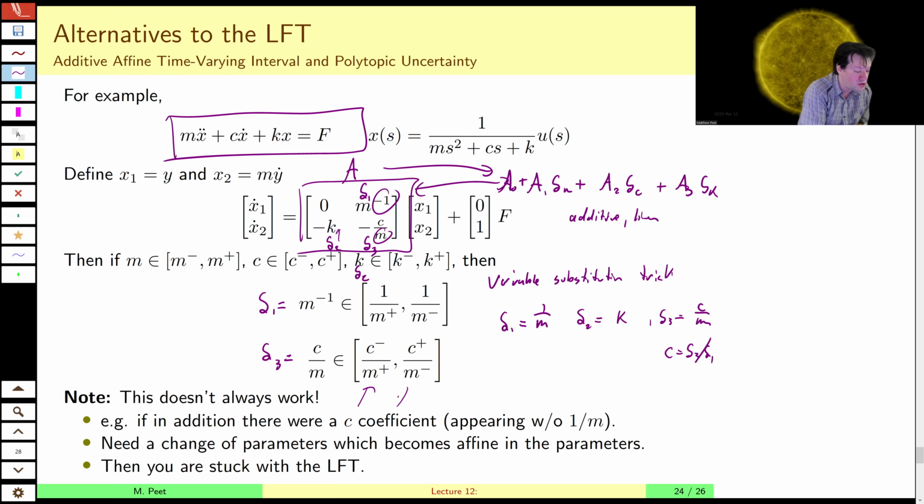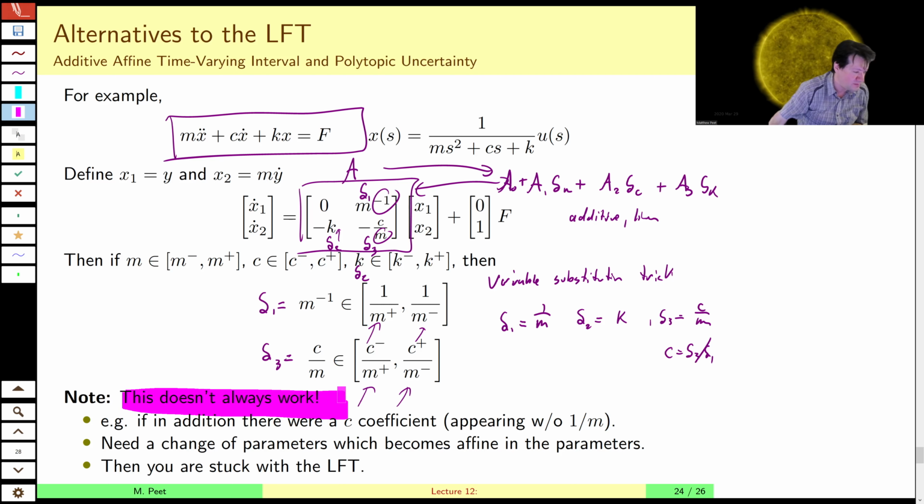So interval constraints on the new variables, which are equivalent to interval constraints on the original variables, which appear nonlinearly. Emphasize, of course, this doesn't always work. We were lucky here. If we added more complicated terms, or if M appeared in a different term, or didn't multiply C in another, it wouldn't work. So we'd have a problem. Fortunately, in this case, however, it works. It doesn't always work, though.